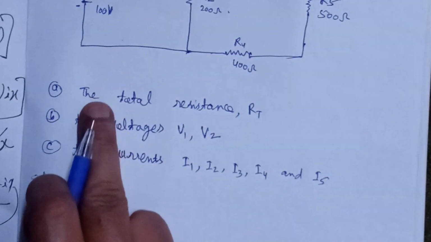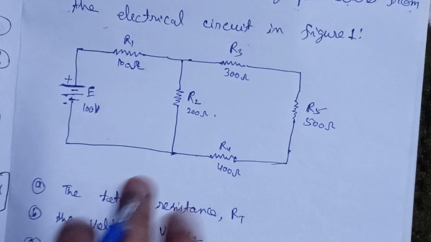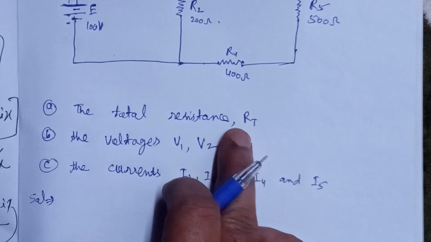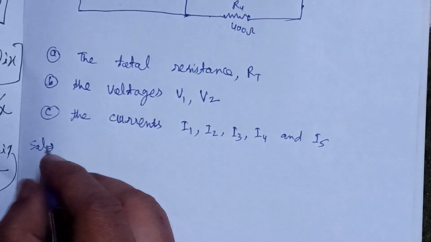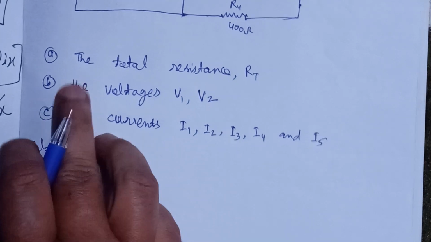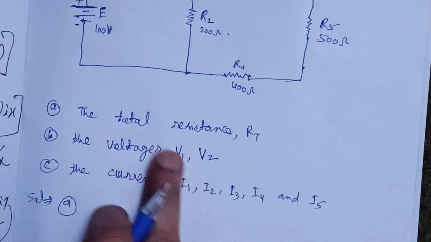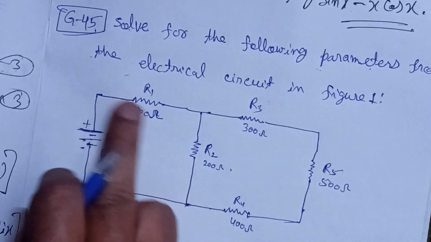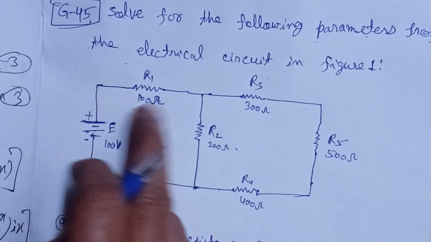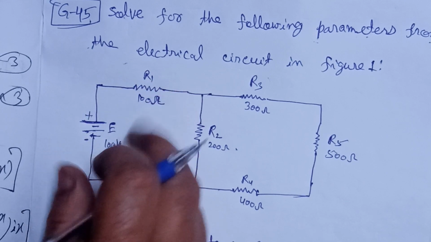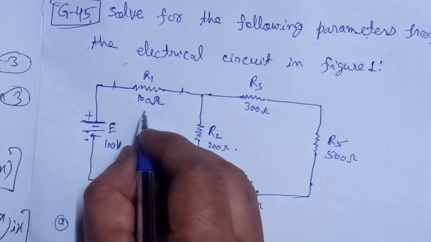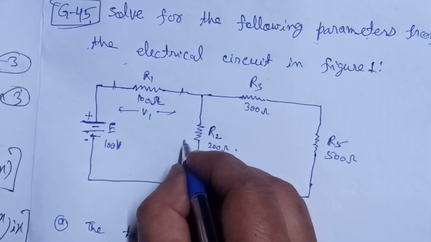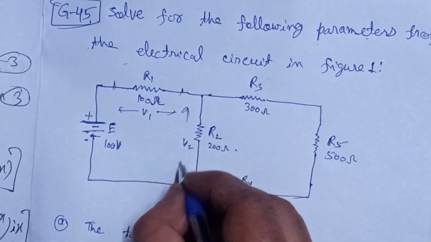We have to find the total resistance RT, the resistance total, in the first case. So I solve the first case. And the voltages are V1 and V2. V1 means the voltage between the terminals of R1, and the voltage across R2 is called V2.